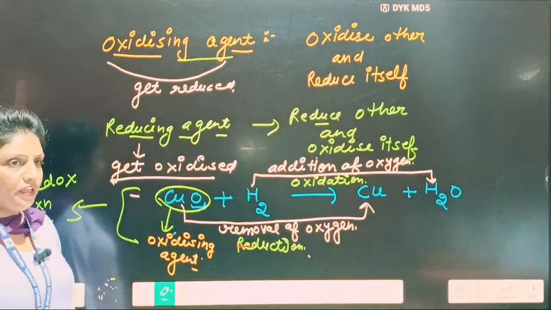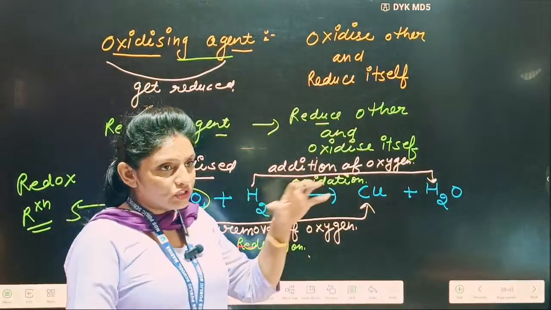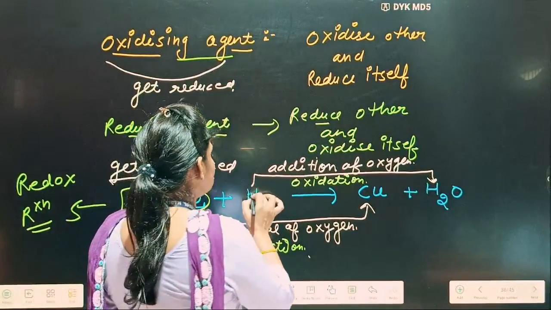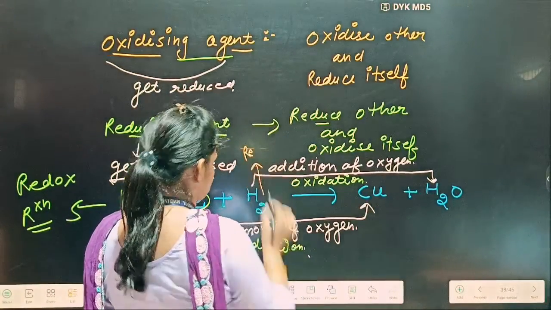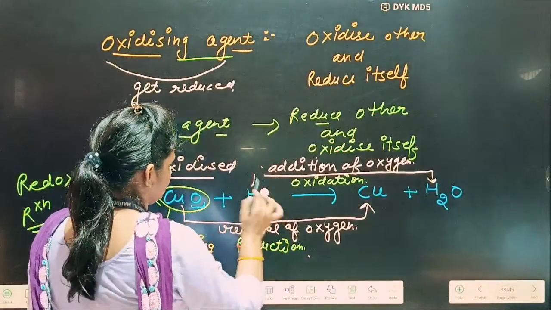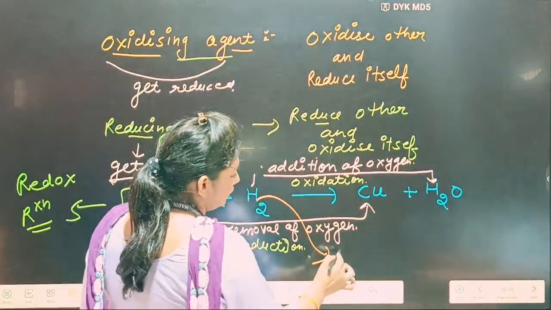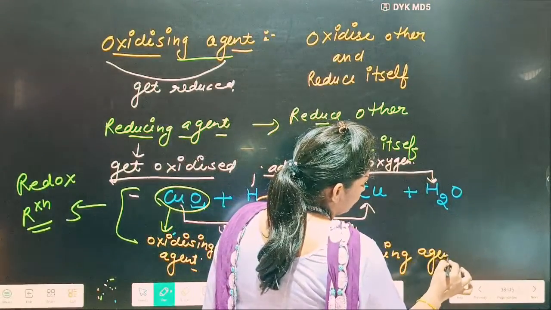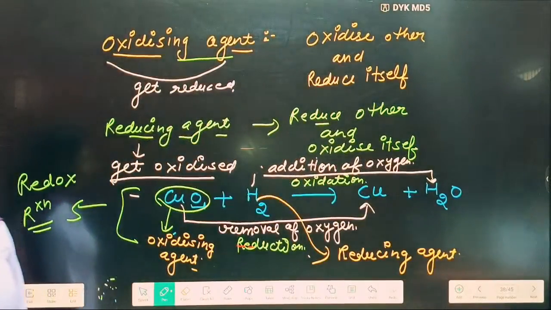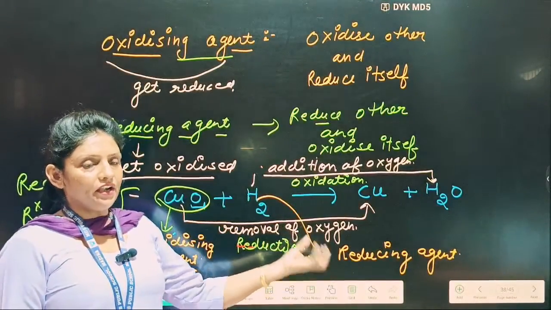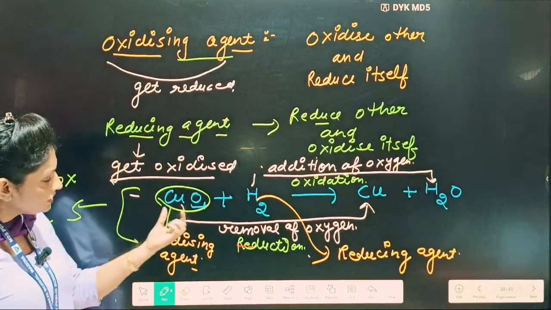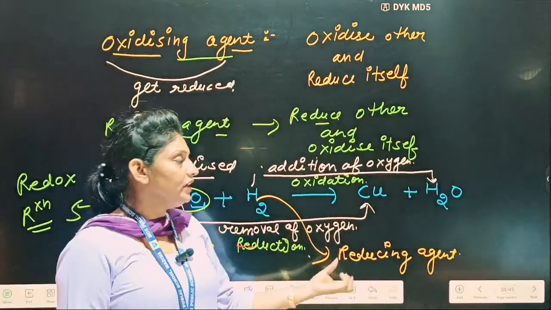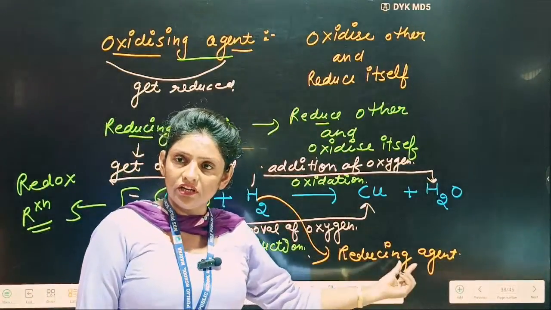And students, which reduce other and oxidize itself, so oxidation of hydrogen takes place here. So this one is the reducing agent here. So students, which oxidize others and reduce itself, that substance is known as the oxidizing agent. And which reduce other and oxidize itself, that substance is known as the reducing agent.